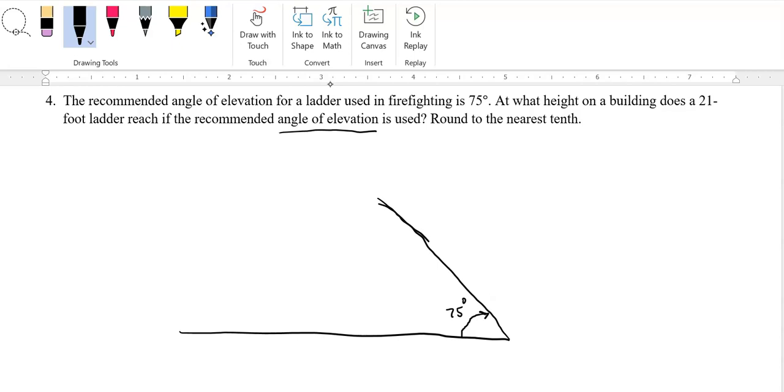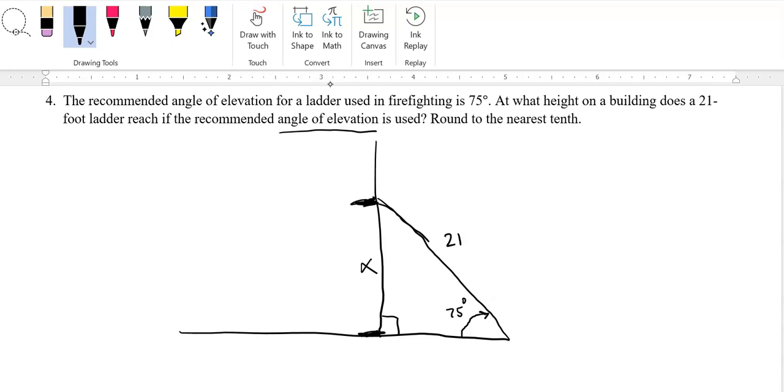Okay, so here's the building, and we're assuming it makes a right angle with the ground. The ladder, here's the ladder leaning against the building. It's 21 feet long, and so we want to know where this ladder hits the building. So basically we're looking for this height right here. We'll just call this X.